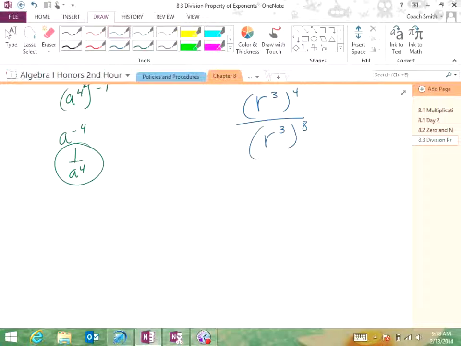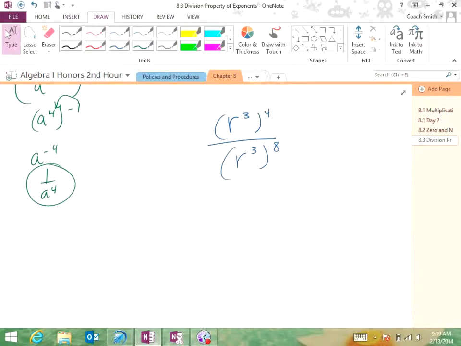Blake, what'd you get? r to the 12th over r to the 24th. We got to reduce it. Yes, that is correct, but you got to simplify it. Nick, what'd you get? Zach? Yes, 1 over r to the 12th.